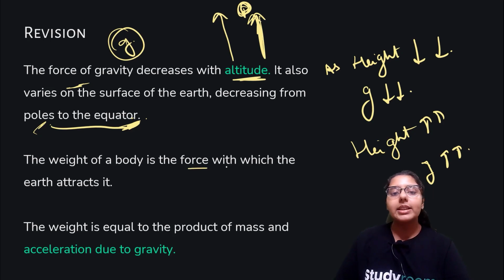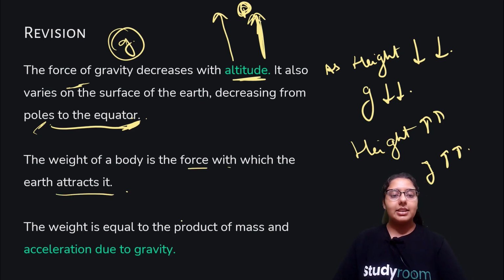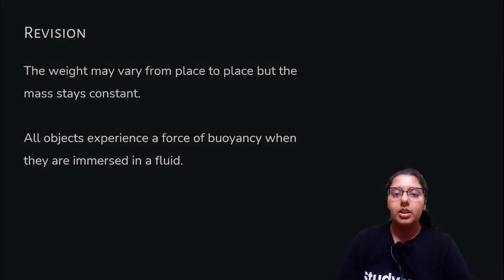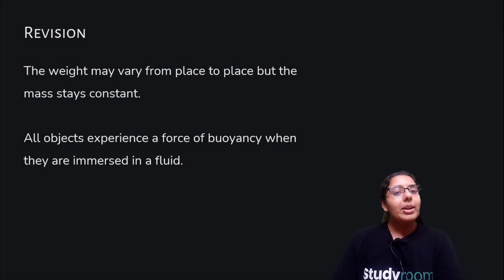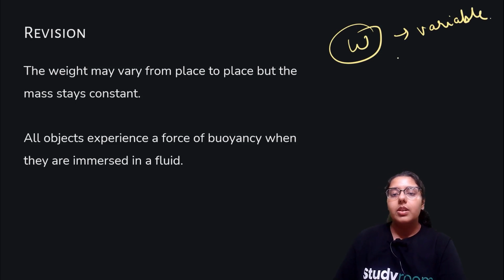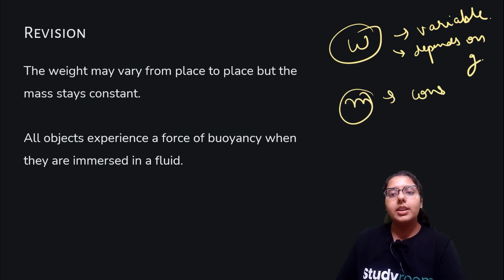The weight of the body is the force with which the earth attracts it. Weight is equal to the product of mass and acceleration due to gravity. Weight is equal to m into g. So revision, the weight may vary from place to place, but the mass stays constant, right? Weight is variable because it depends on g. Mass is constant because it is independent of g, correct?